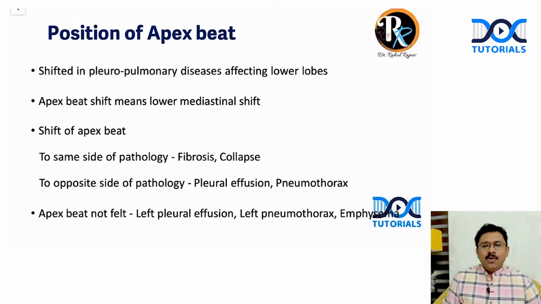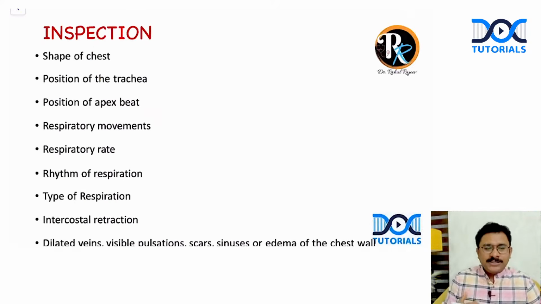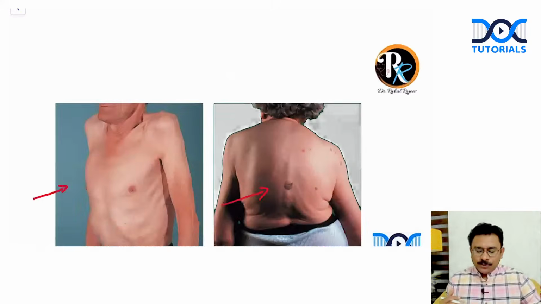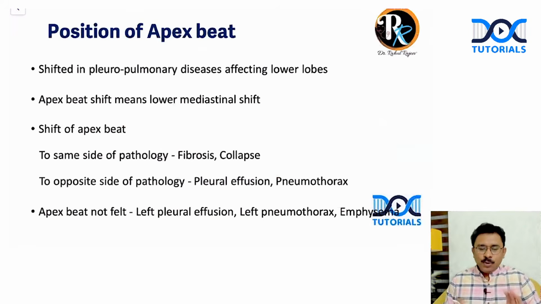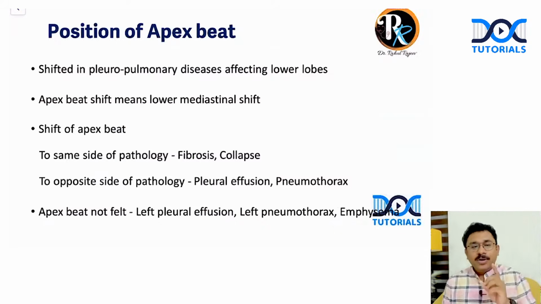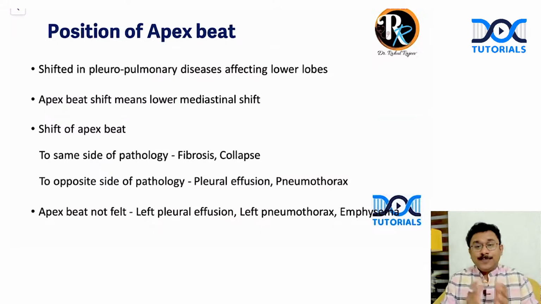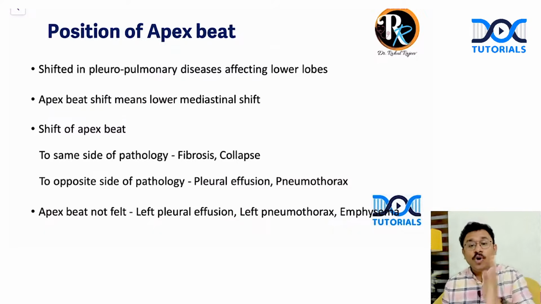Okay, right. Now coming to the next finding, because we have just seen the shape of chest and position of trachea. Next we go on to the position of the apex beat. Here also you should be thinking about shift of the apex beat. Apex beat is shifted in case of pleuropulmonary diseases, especially involving the lower lobes. That is important. Listen to me carefully. If you commit in the examination that there is an apex beat shift, it means you are committing that there is a lower mediastinal shift.